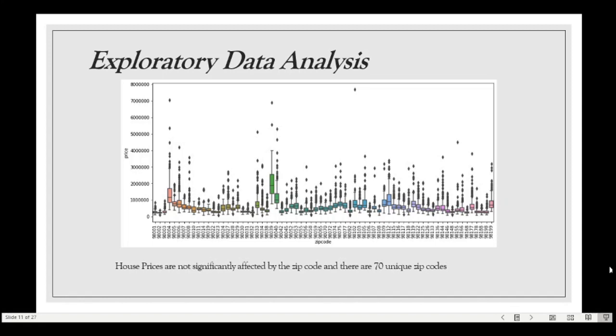Another variable in our dataset was the zip code. If you look at the box plot of zip code versus price, we see that the zip code does not have a very significant impact with respect to the price. In total, we had 70 unique zip codes in the data. So that's all from my side, and the rest of the EDA part will be explained by Surabhi. Thank you.